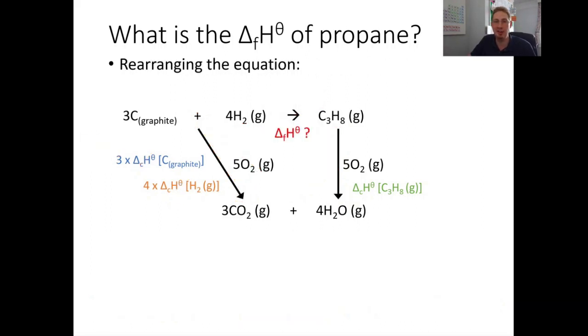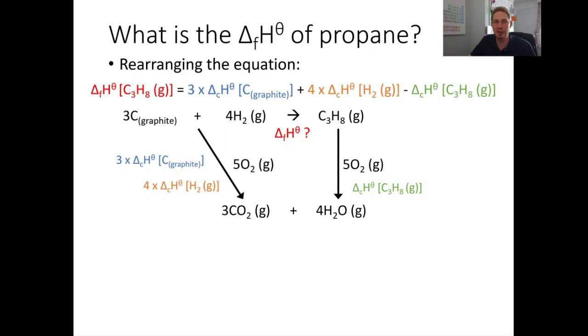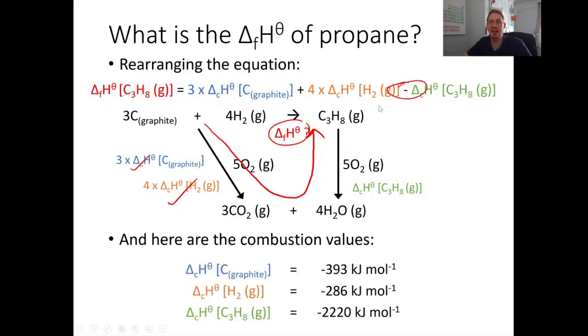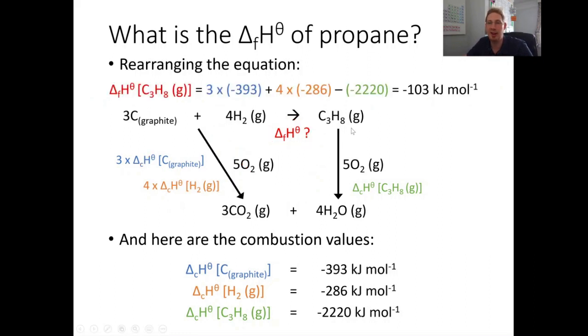So we want to rearrange this so that we have the enthalpy of formation going down this arrow and back up that arrow. That's why these are both positives, because we're going with the arrow with those enthalpies of combustion, but we are going in the opposite direction of the enthalpy of combustion for propane, so that's why there's a minus there. If we put these in, feel free to work this out yourself. I'm just going to give you the answer: the overall enthalpy change is minus 103 kilojoules per mole.